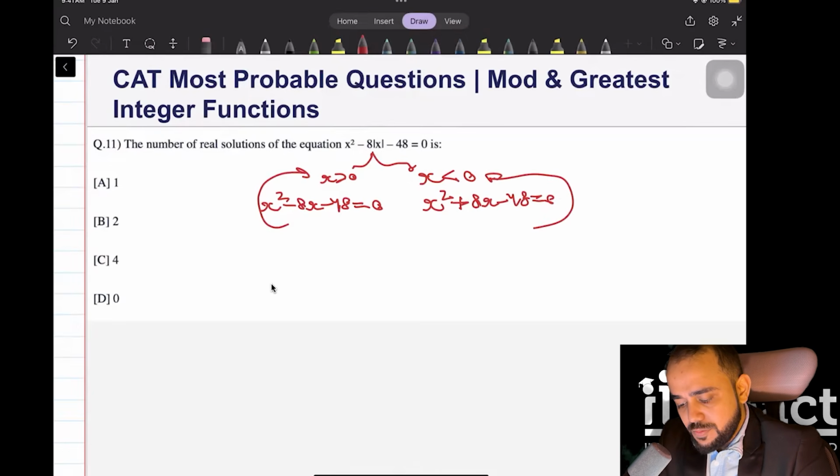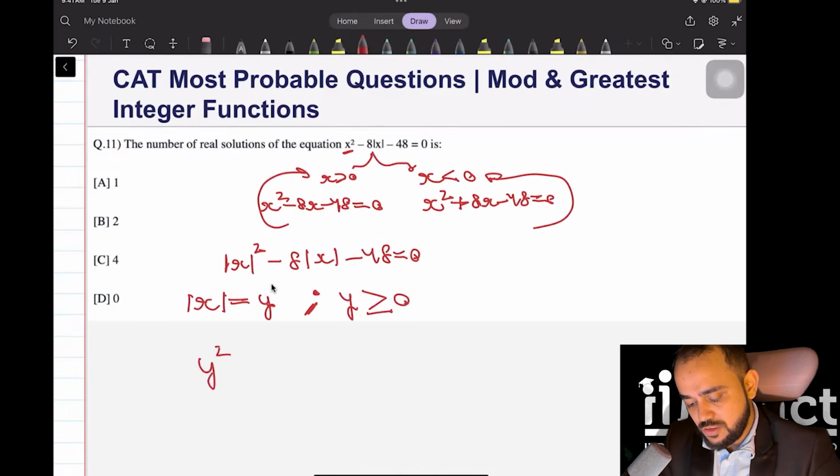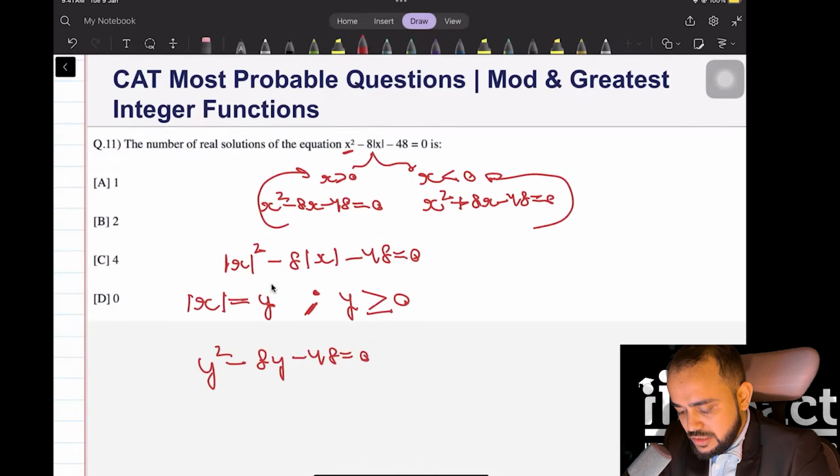The better approach will be that you convert x square. You write this as mod x whole square minus 8 mod x minus 48 is equal to 0. You now write mod x is equal to y. The constraint inbuilt is now that y is going to be greater than or equal to 0. So you have y square minus 8y minus 48 is equal to 0. Now for this I will find the roots.